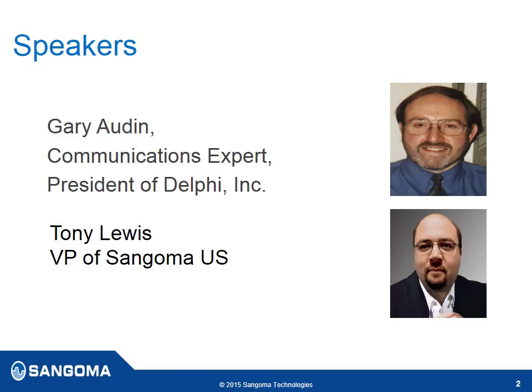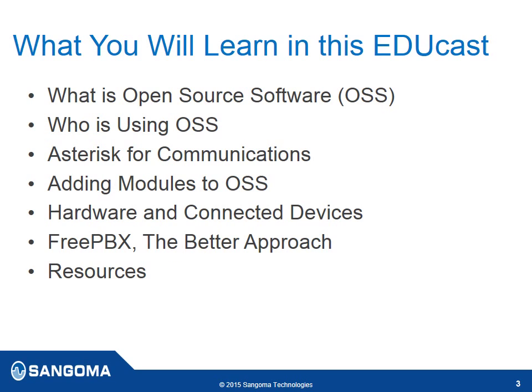And let's talk about what we're going to talk about in this presentation. We're focusing on open source software. We call it OSS. Who is using this? Then we move into Asterisk for communications. We're going to discuss why you need to add modules to open source software, discuss the sensitivity to hardware and connected devices, or actually the independence of hardware and connected devices. We'll move into what Sangoma is offering, something called FreePBX, and then we'll give you some resources so you'll learn more after we finish this presentation.